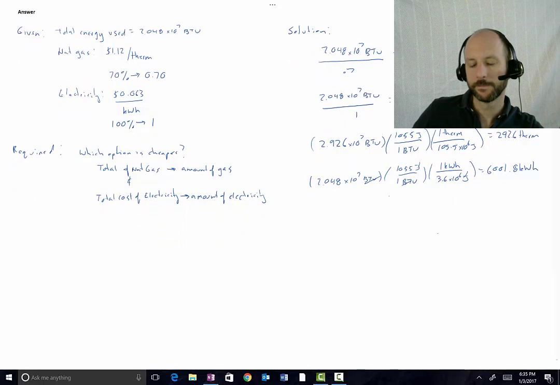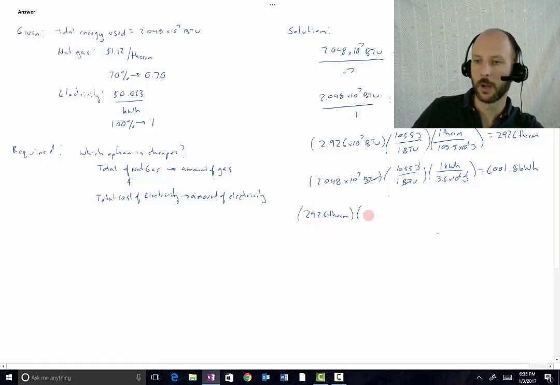So now I need to calculate the actual cost of the provided energy. I just multiply the quantity of energy by the unit cost from the energy provider, our utility company. That was $1.12 per therm for natural gas, which gives us a billed cost of $327.68.